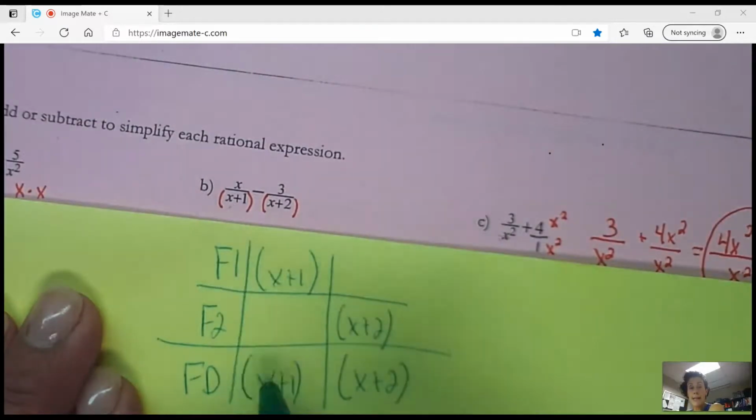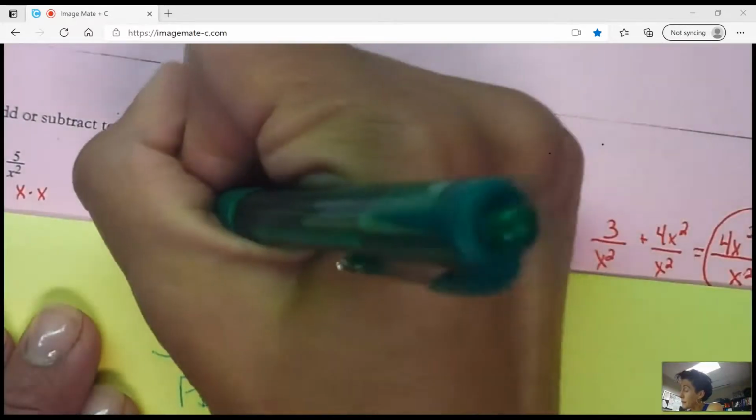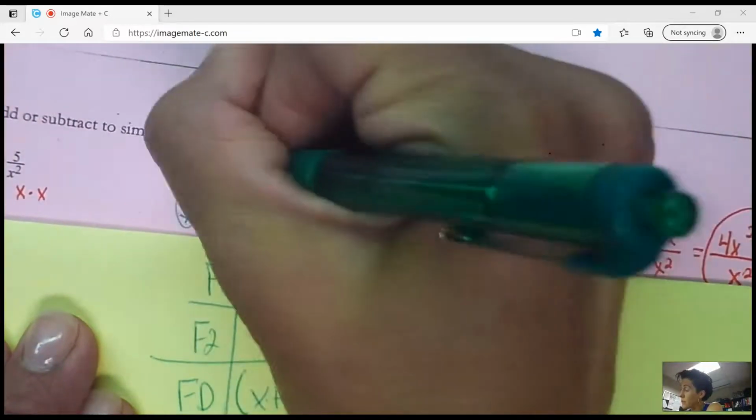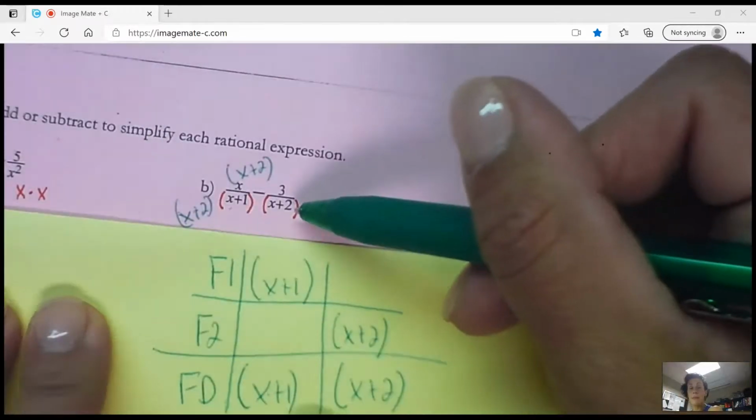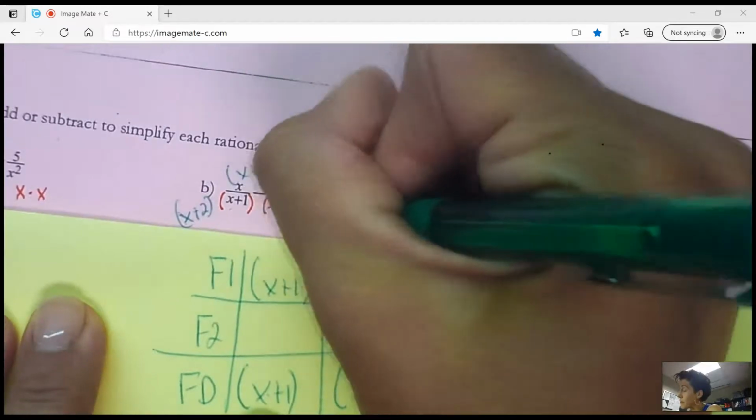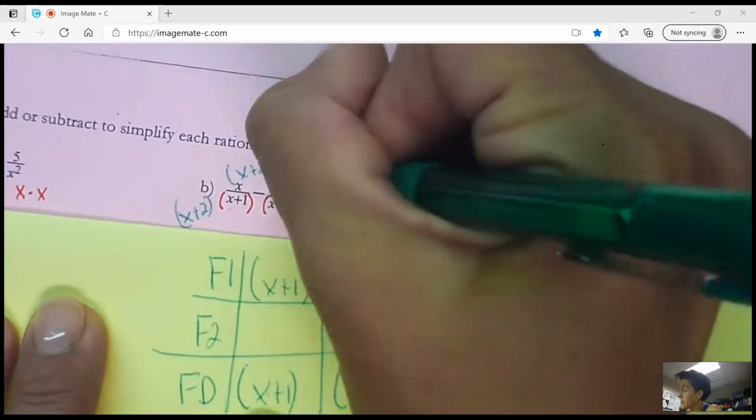So this one has the x plus 1, but it doesn't have the x plus 2. So I'm going to give it to the denominator, and whatever I do to the bottom, I do to the top. And this one has the x plus 2, but it needs the x minus 1, so whatever I do to the bottom, I do to the top.